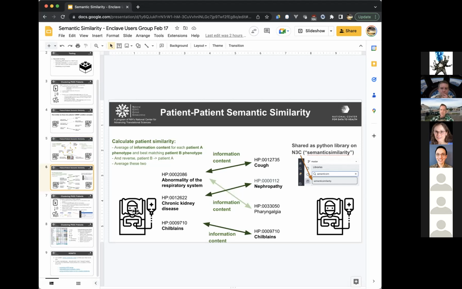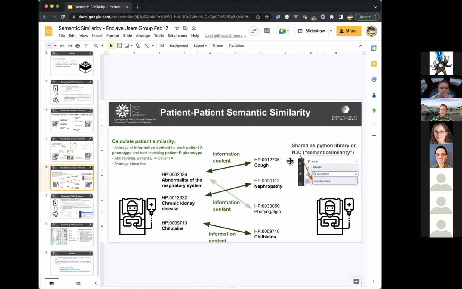So basically, you take patient 1, and you find the best match for chilblains over here, which is chilblains. You find the best match for chronic kidney disease, which is maybe nephropathy. Best match for abnormality of the respiratory system is cough, and you average all of those information contents. So that's for patient A. That's the average similarity of the best matching term from patient A to patient B.